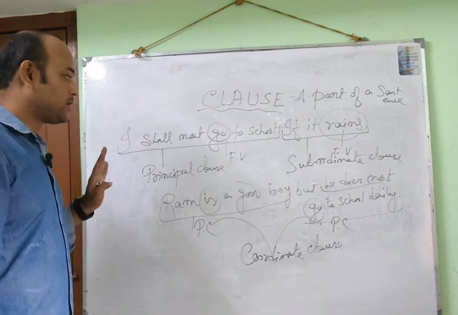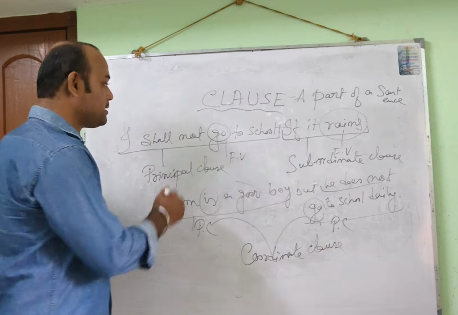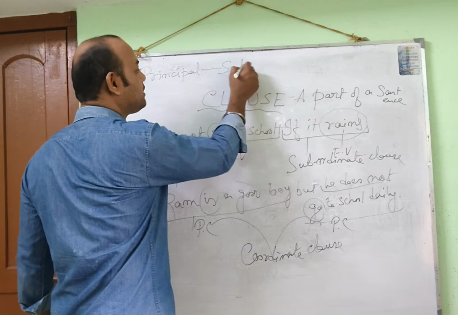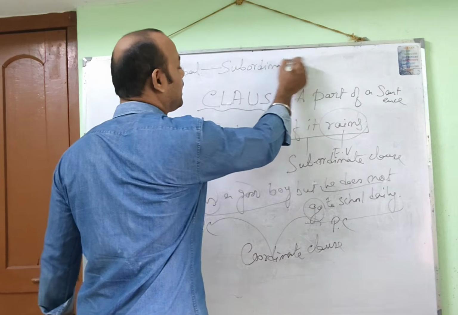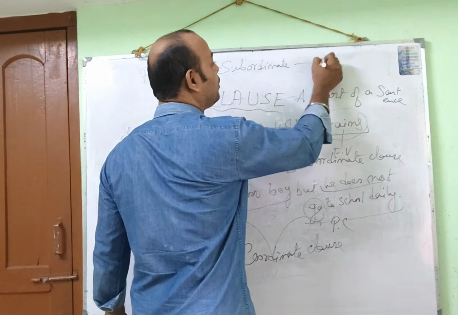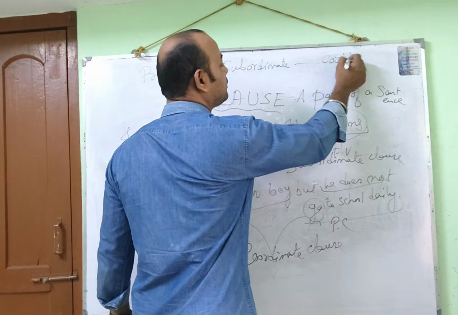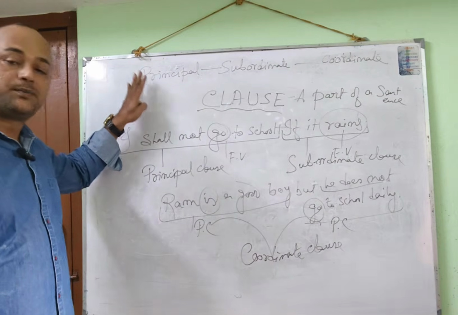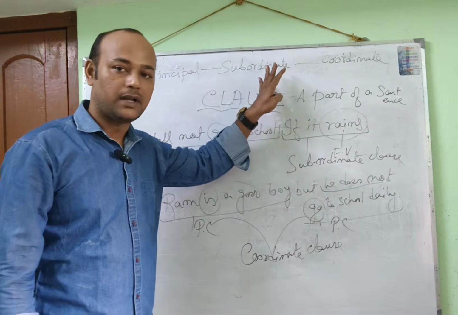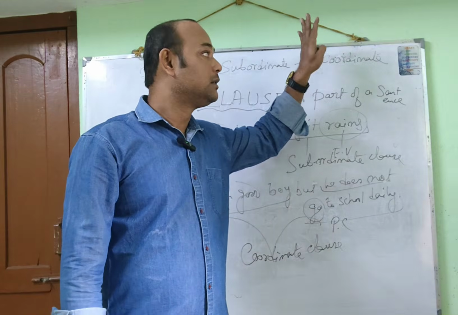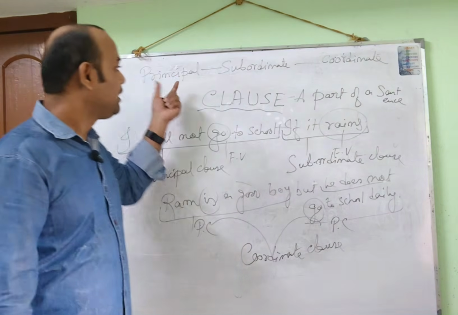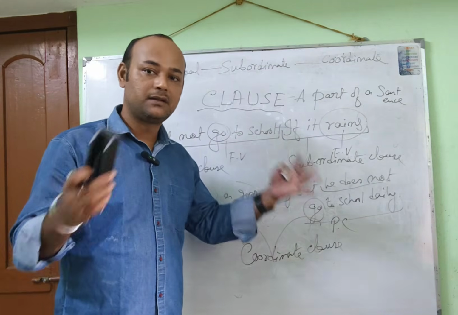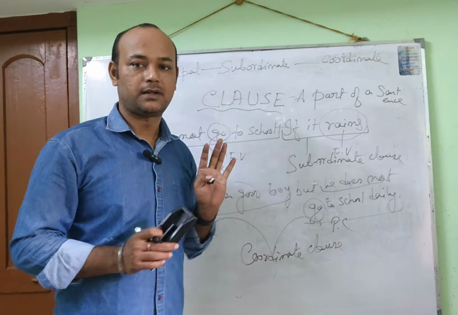So we have three types of clauses. One is principal, next is subordinate, and the third one is coordinate. Okay, so how many clauses are there? There are three types of clauses: principal or independent clause, subordinate or dependent or helping clause, and coordinate or independent clause. That means when two independent clauses or more than one independent clause are used together in a single sentence, they are called coordinate clause.